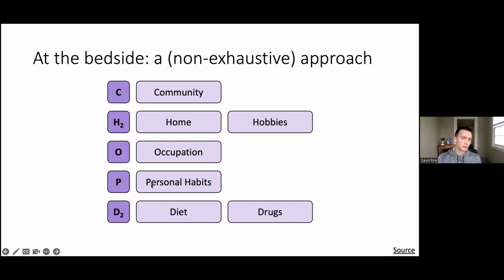And then lastly would be drugs. And this is not just prescribed medications, but over-the-counter, herbal, and recreational drug use. And I think using this framework, we really sort of fill out the way we think about how your patient might become exposed to something.